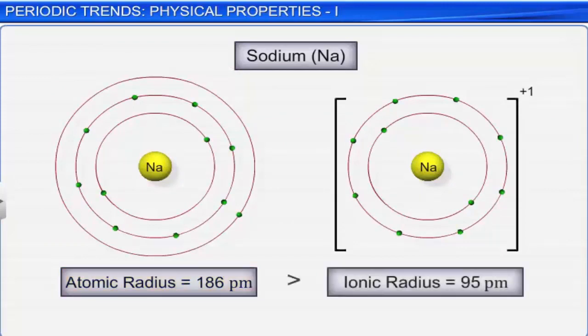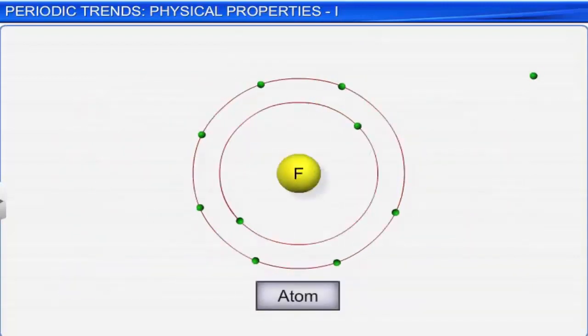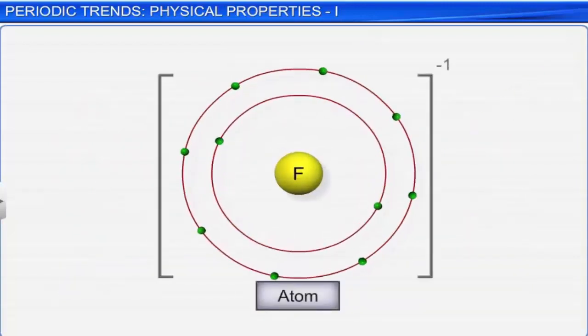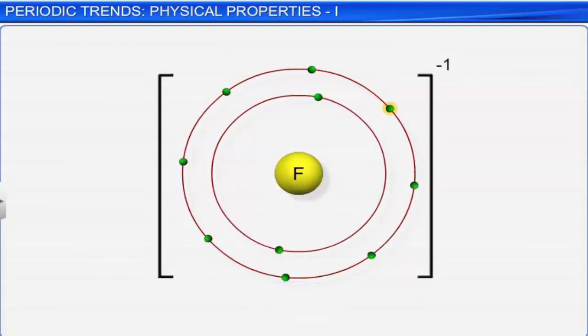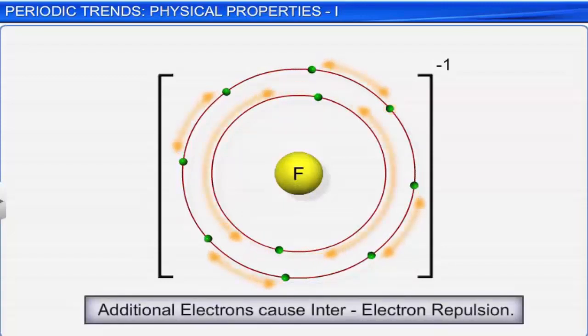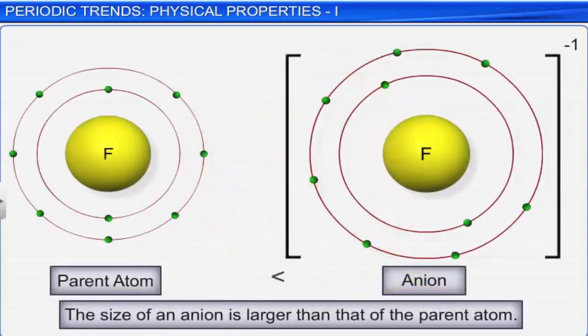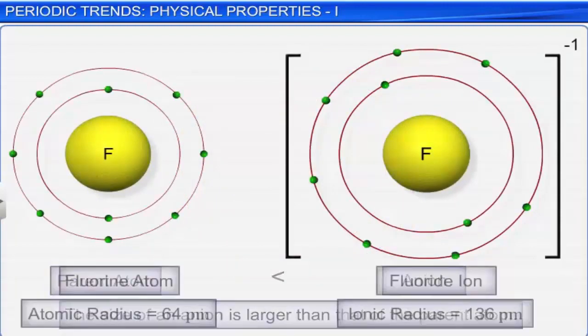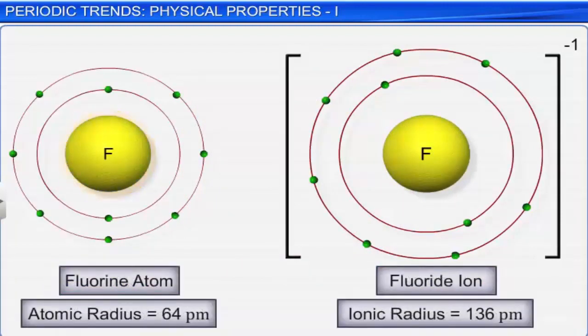Similarly, when a parent atom gains an electron, it forms a negative ion or an anion. The addition of one or more electrons results in an increased magnitude of inter-electronic repulsions among the electrons and a decrease in the effective nuclear charges. Therefore, the size of an anion is larger than that of the parent atom. The atomic radius of fluorine, F, is only 64 picometers, whereas the ionic radius of fluoride ion, F-, is 136 picometers.